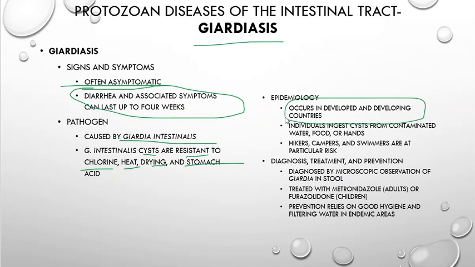This happens anywhere. There's a lot of Giardia in the U.S. People who go hiking and drink from streams, that's where you're going to get it. You get cysts from contaminated water, food, or even from other hands. Hikers, campers, swimmers, these are going to be the risk. Again, if you suspect it, ask these people what they've been doing, and they'll tell you, well, I was camping.